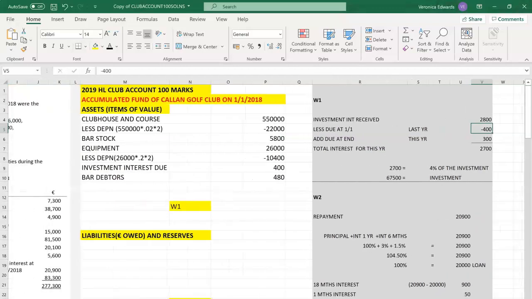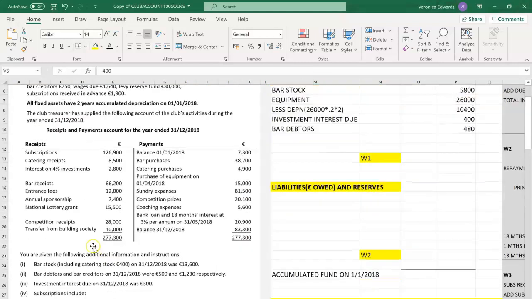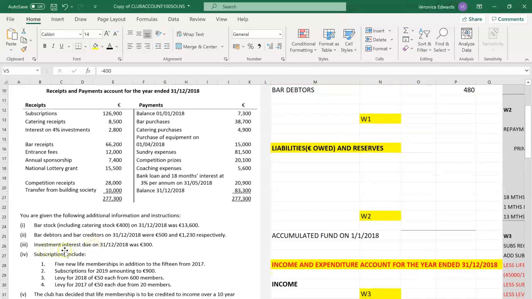Now, is there any mention of investment interest at the end of the year? We're just going to have a look at that first. We're told in adjustment 3 that investment interest due at the end of the year was 300. So while you might have received 2,800, and we know 400 of that was actually for last year, there's still 300 due at the end of the year. That wouldn't be under receipts.